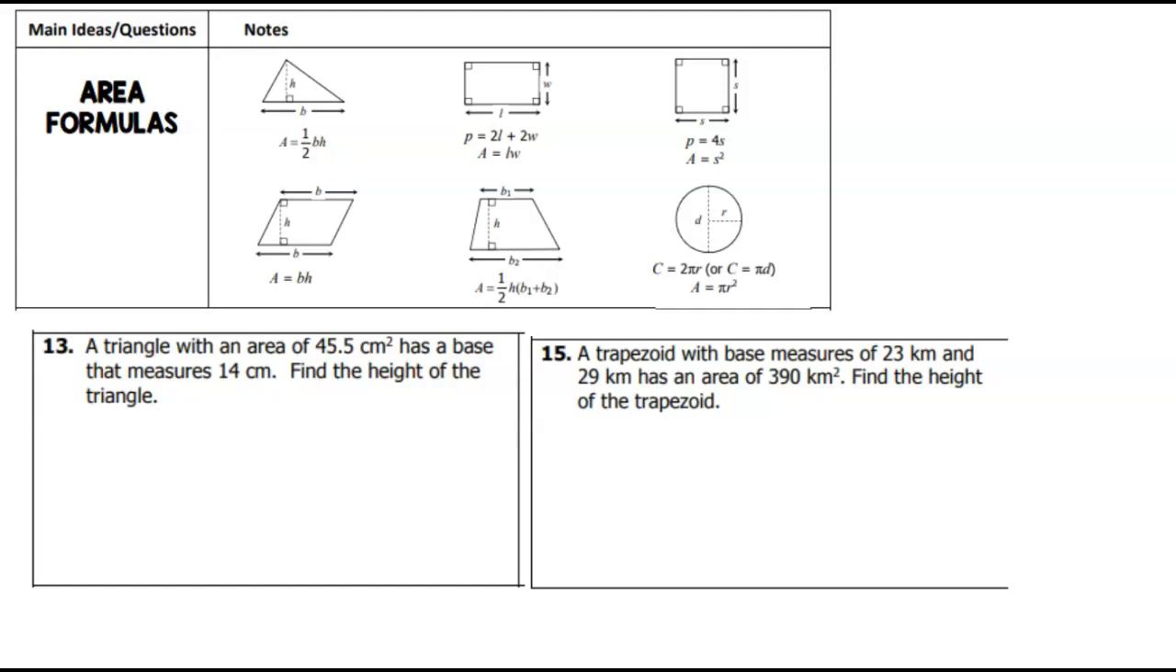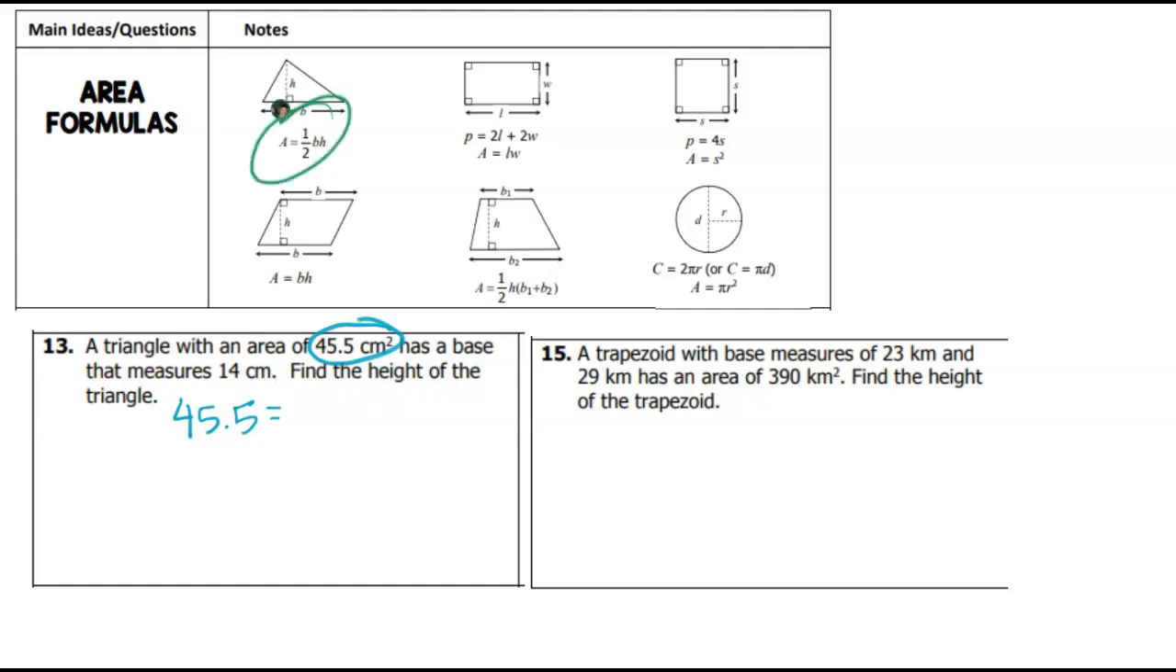So let's look at number 13. It is a triangle. So I'm still going to be looking at my formulas. I want my triangle formula there. And I'm going to write out my formula as an equation. I'm going to substitute in all the values that I know. So I know the area, which is right here. It is 45.5 centimeters squared. I'm going to drop the units in my equation. I don't need them until the end. So that's my area. You know, I'm looking over here.